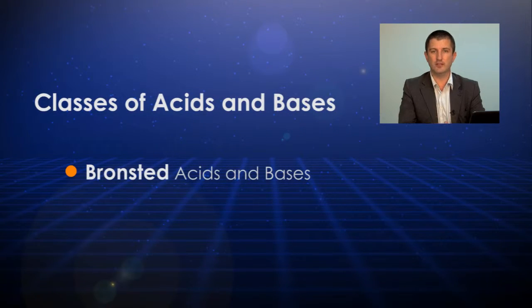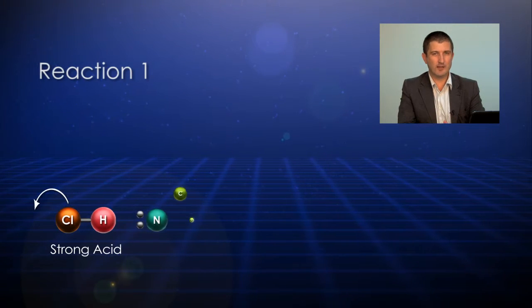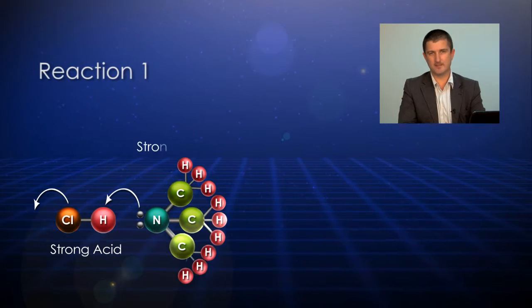In today's lecture, we're going to take a closer look at acid-base reactions. Most organic chemistry can be considered to be an acid and base reaction. There are two classes of acids and bases, and they are Bronsted and Lewis. So let's go into more detail when it comes to Bronsted acids and bases.